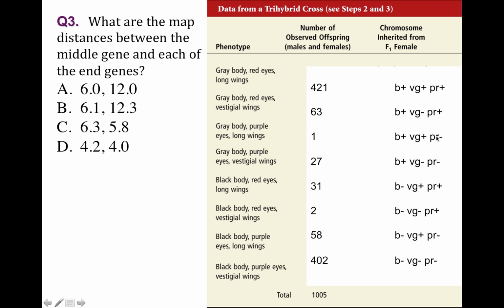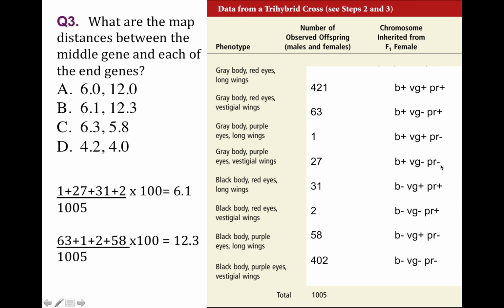Here we have wild type and here's mutant. And this one does too, wild type and mutant. And this one does too, mutant and wild type. And so does this one, mutant and wild type. But not this one because they're both the mutant alleles. So we need to add up 1 plus 27 plus 31 plus 2 to get the distance between the black body color gene on one end and the purple eye color gene in the middle. So here we have 1 plus 27 plus 31 plus 2 equals 100. So the distance between B and P is 6.1 map units.